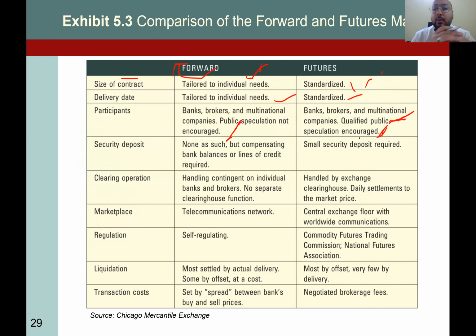Security deposits: in forward, you don't need to have a security deposit, but if you have a compensating balance requirement with the banks, or you already have a huge account with the bank, the bank can collateralize that account and then do the forward contract with you. But here you need to maintain some required deposits. You need to maintain 20% of the future contract, 30%, 40%, 50%, 60%. It depends on your credit score or the country's rules.